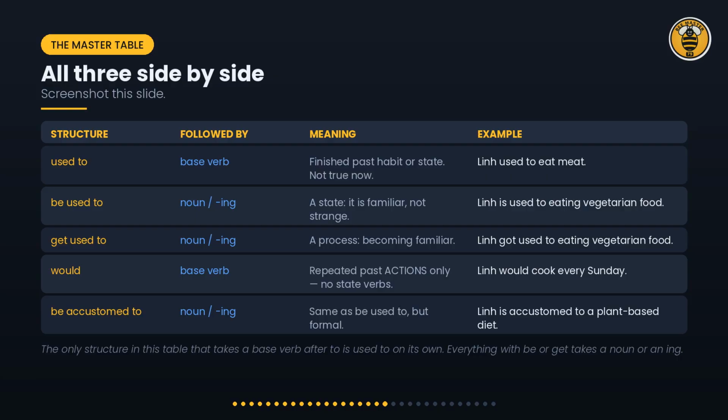Get used to, followed by a noun or an ing form, the process of becoming familiar. Lynn got used to eating vegetarian food. Would, followed by a base verb, for repeated past actions only. Lynn would cook every Sunday. And be accustomed to, the formal twin of be used to. Lynn is accustomed to a plant-based diet. Look at the second column. The only structure that takes a base verb is used to standing on its own. Everything with be or get in front of it takes a noun or an ing form.